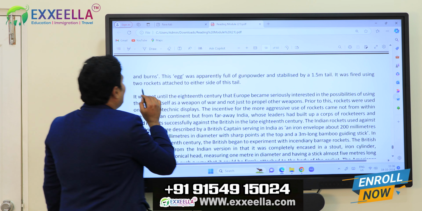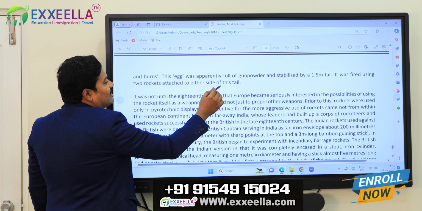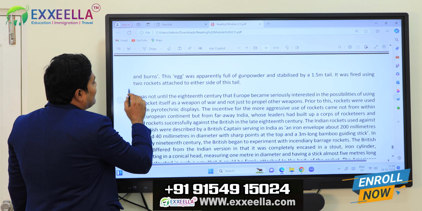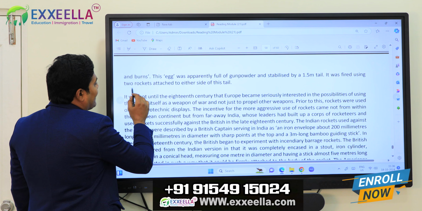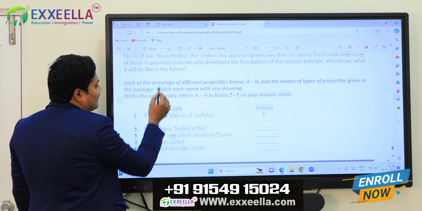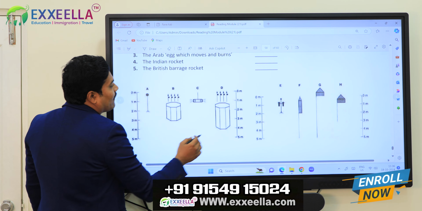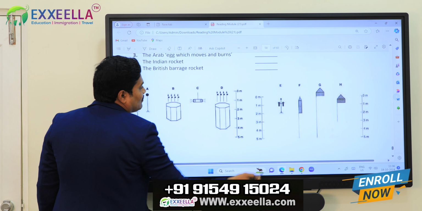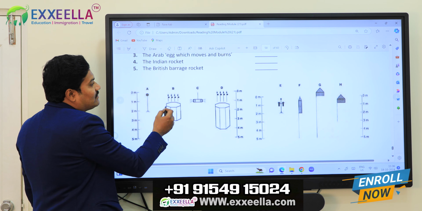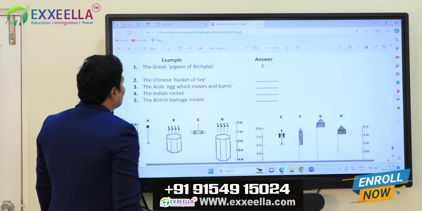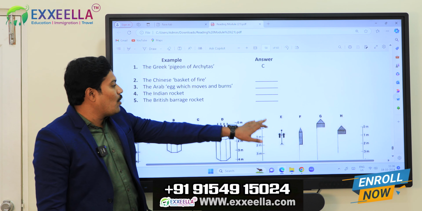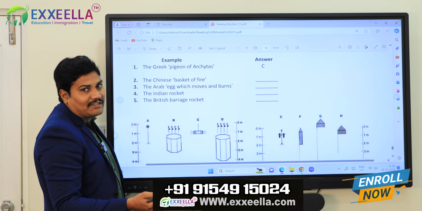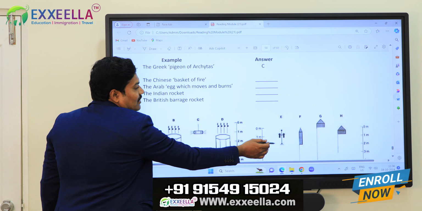It was fired using 2 rockets attached to either side of the tail. So it is more clear here: the tail is attached with 2 rockets. Let's find out which one has 2 rockets. If you observe, the E diagram is attached with 2 rockets. So that is the reason why the answer is option E for the third question, because it is clear that it has 2 rockets attached to its tail.